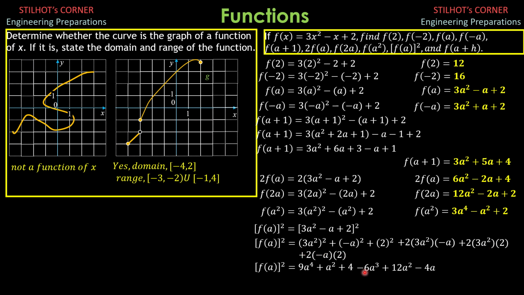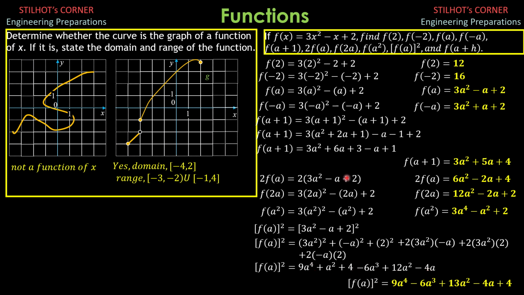That's it. Then we combine like terms, quantity f of a squared is 9a to the fourth minus 6a cubed, then plus 13a squared minus 4a plus 4. So final answer, 9a to the fourth minus 6a cubed plus 13a squared minus 4a plus 4.